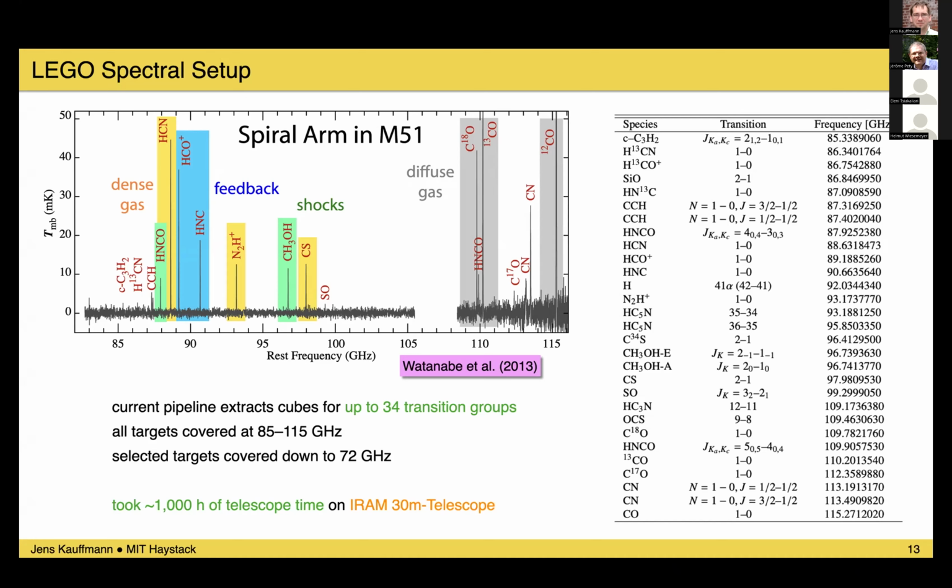We cover large spectral ranges. For 25 targets, we cover 85 to 115 gigahertz essentially continuously. And then for some targets, we go down to 72 gigahertz. This took of order 1,000 hours of telescope time on the IRAM 30-meter telescope.